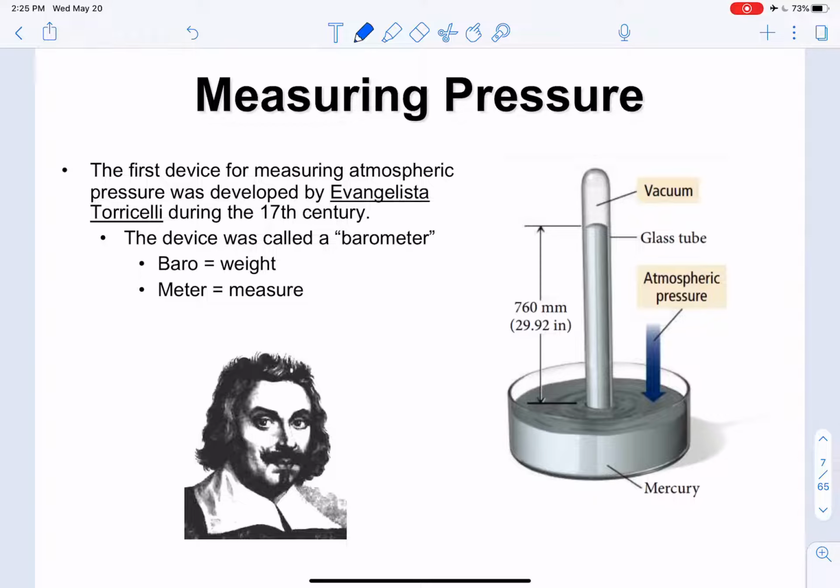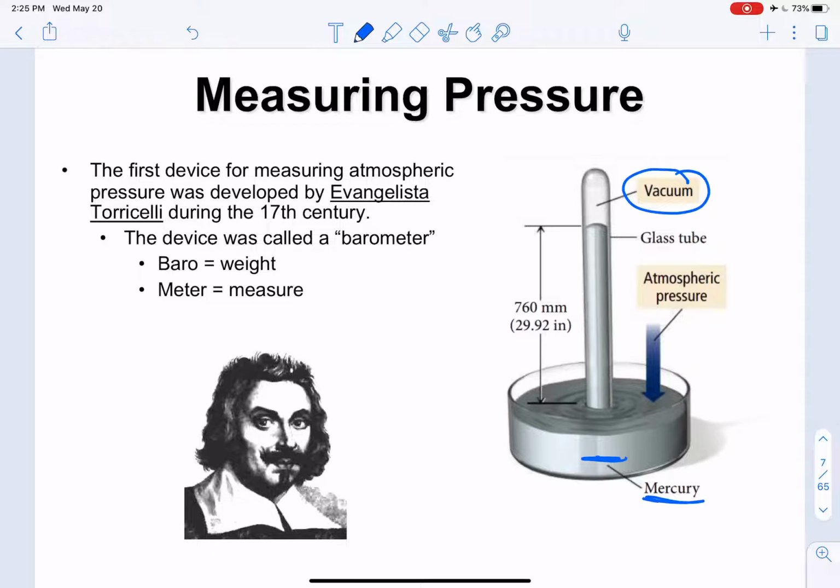Okay, so barometer. Barometer came from baro, meaning weight, and meter, meaning measure. So what Torricelli did was he got a little glass tube and he put some mercury in it. And remember, mercury is our liquid metal. And then he put it in a little dish that was filled with mercury also. And so he inverted the tube. So the opening to the tube is down here somewhere. And the mercury slid down into the tube and it created a vacuum up here. And again, I don't mean a Dyson or a Hoover. What I mean is there's nothing there.